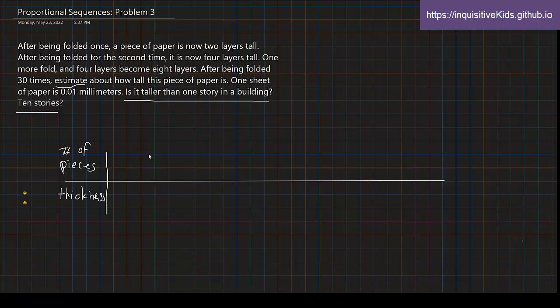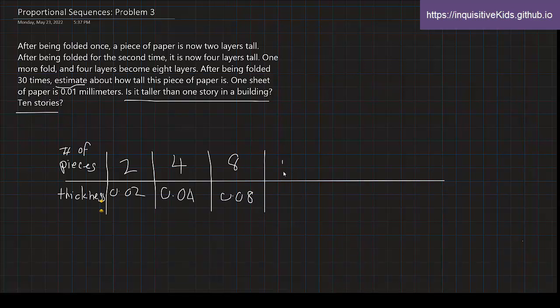So now it's 2 layers tall, which means it's 2 pieces, and its thickness would be 2 layers, so 2 times 0.01, that would be 0.02. Now it's 4 layers, so it's 4 pieces, and times 0.01, that's 0.04. Okay, and then for our next one, it's 8, so 0.08, and you kind of start seeing a pattern here. Let's try going one more fold, and that would probably be 16.